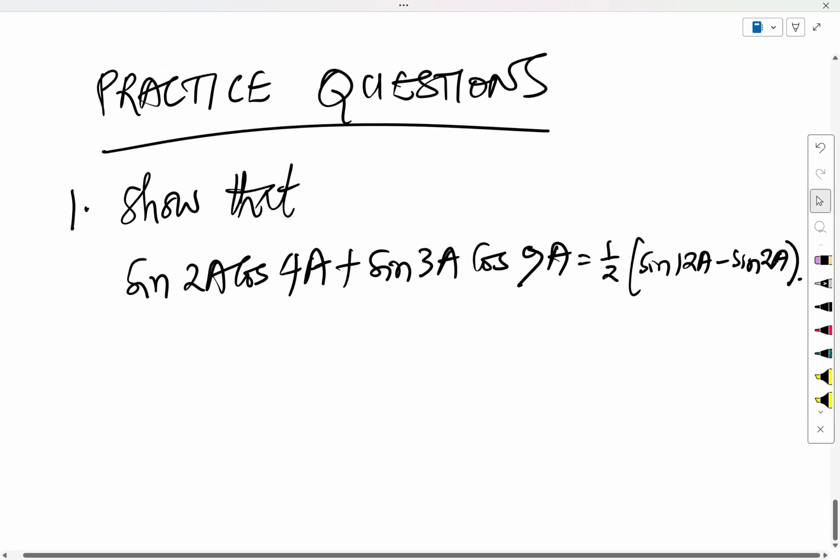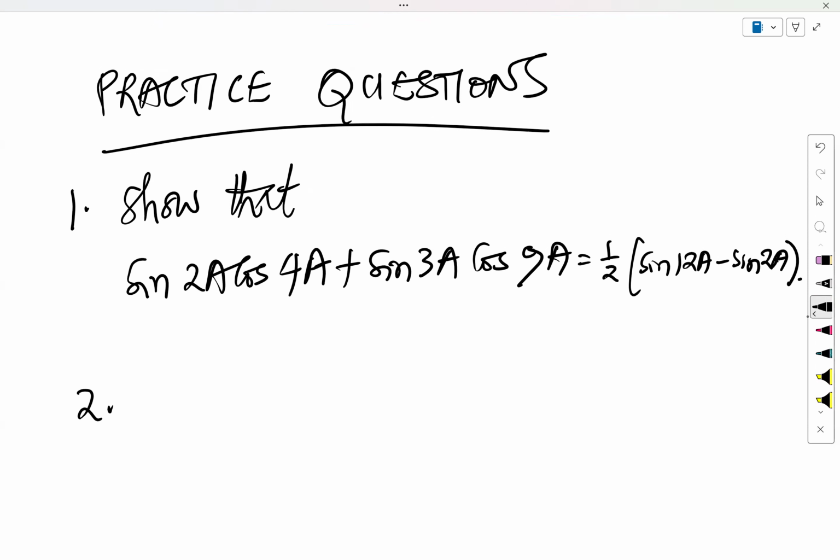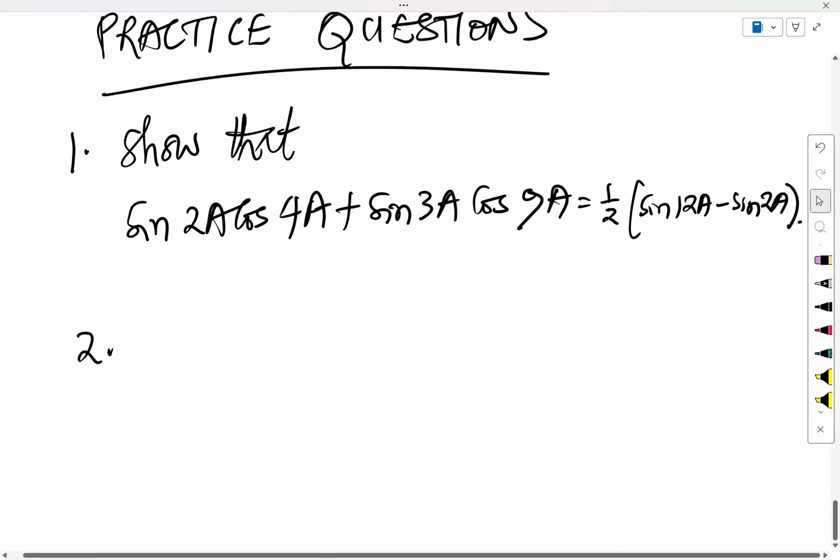First question. Of course, I see a bunch of products here. You want to find a way of resolving that to get half into sine 12a minus sine 2a. A very easy hint here is to multiply through by 2. So you end up having 2 sine 2a cos 4a plus 2 sine 3a cos 9a. Sine cos look like sine plus sine something, plus sine something, and then you can take care of them in parts and put them together later. I've given you pretty much the solution for that.